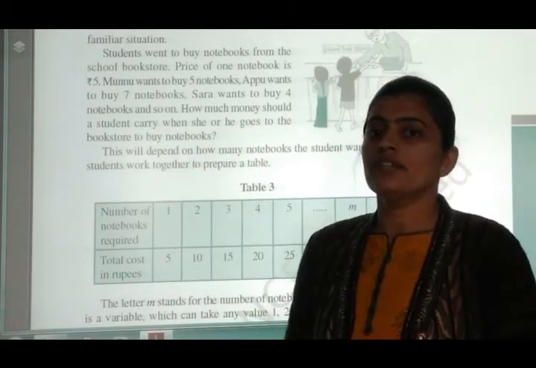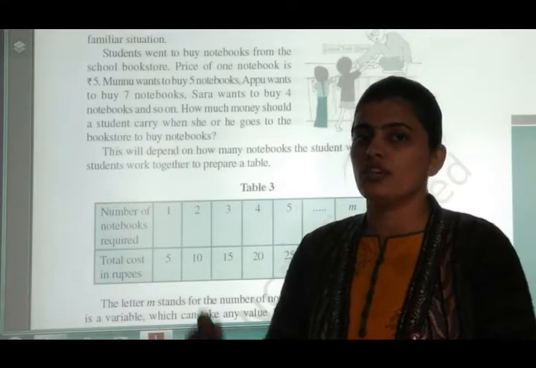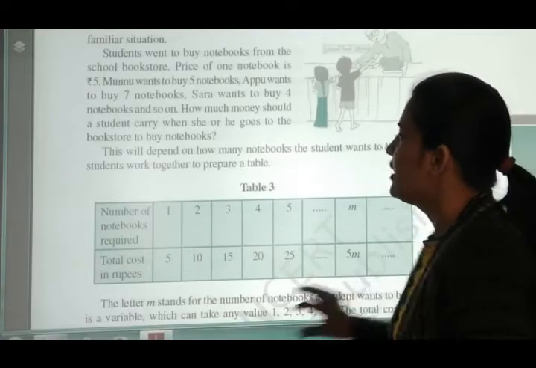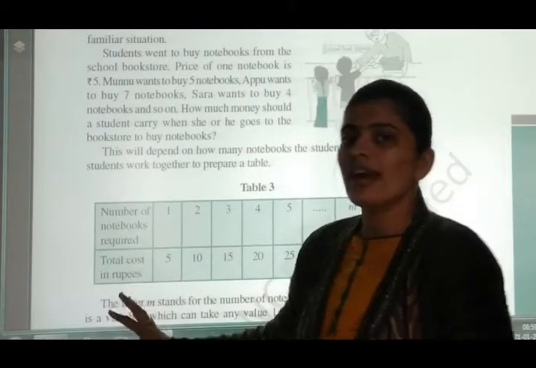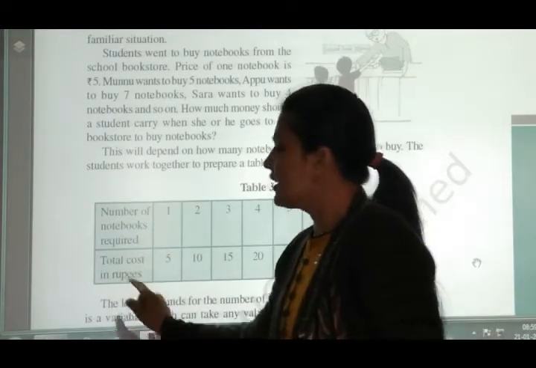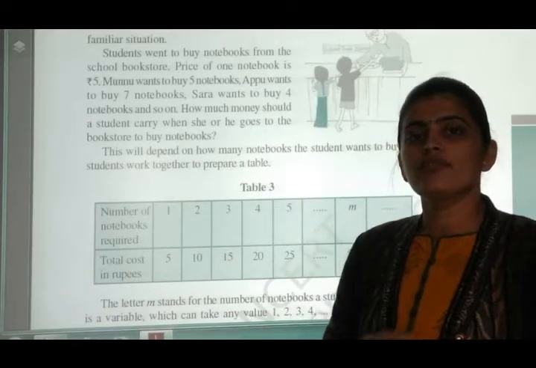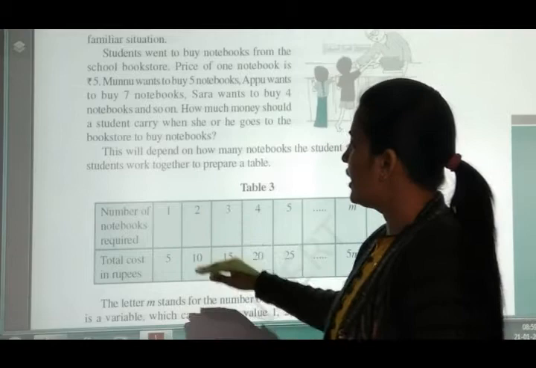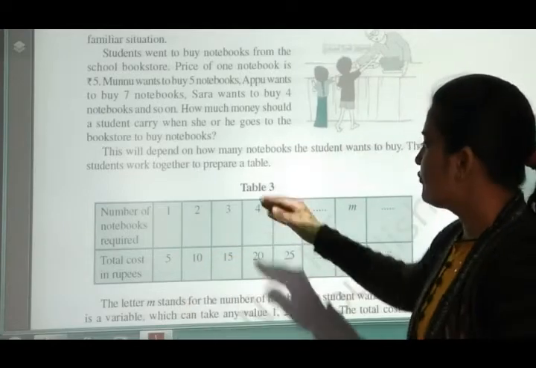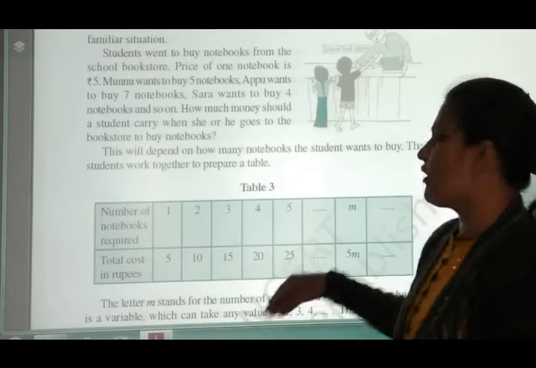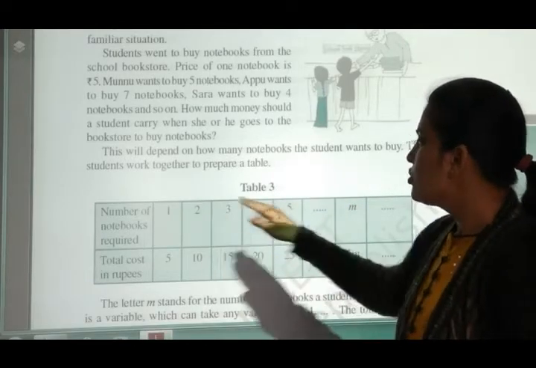So how much will depend on how many notebooks he or she wants to get. Here, if we prepare a table, the number of notebooks required and total cost in rupees. If there is one notebook, how many rupees do you have to pay? 5 rupees. If there are 2, then 10 rupees. If 3, then 15. If you want to buy 4 notebooks, then you have to pay 20 rupees. 5, then 25. And so on.